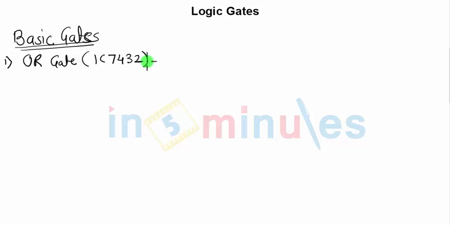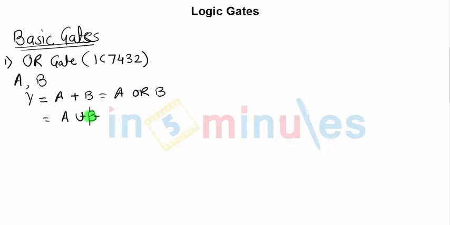Let us say those inputs will be A and B. So what will be their OR operation? OR operation Y will be given as A or B. This plus sign resembles the A or B. You can read it as A or with B. This expression we have already studied like this: A union B. This is nothing but the OR gate.